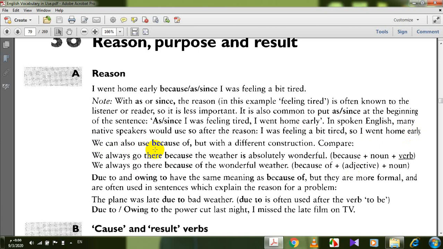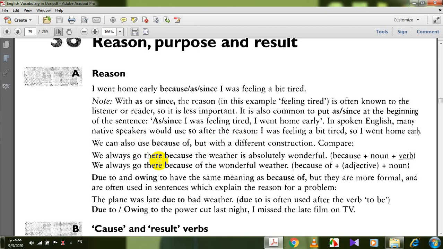We can also use because of, but with a different construction. Compare. Of course, with because of, we do not use a clause after because of. We cannot say, for example, because of he was ill. No, because of his illness, because of being ill. So the construction after because of is different. We can use ing form, we can use noun phrase, and this stuff. We cannot use a clause. I mean, we cannot use a subject and a verb. And that's why we say here with a different construction.